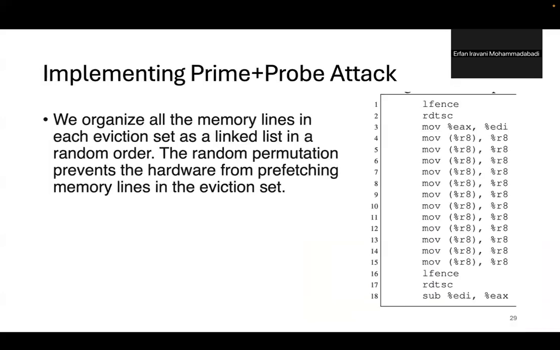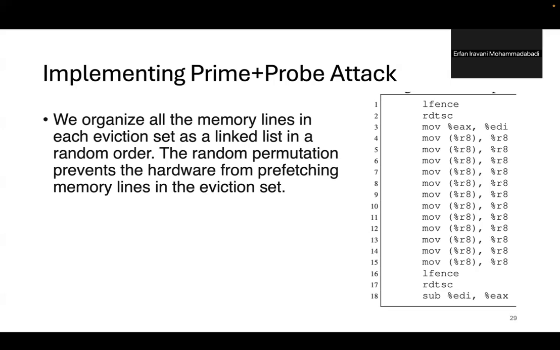So this slide here shows how prime probe is implemented in the end. To effectively probe the cache, the attacker organizes all memory lines in an eviction set as a linked list in a random order. This random permutation prevents the hardware prefetcher from loading memory lines in an optimized way, so it basically ensures accurate eviction-based attacks.